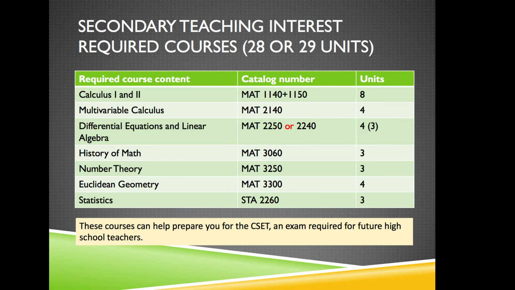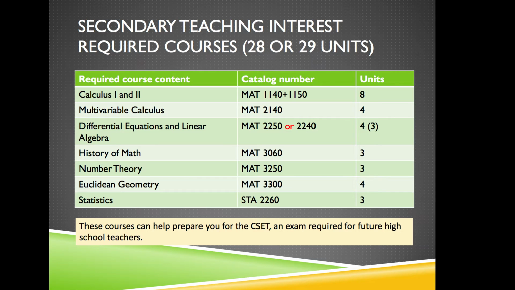The second minor is for the secondary teaching interest, which is if you were interested in teaching high school mathematics, then this would be a minor for you. And this minor, unlike the general one, which is very open-ended, has a very specific list of courses you should take. So it starts off the same as the general one with Calc 1 and 2, multivariable, and then either Math 2250 or 2240. But instead of letting you choose upper division courses to meet 12 or 13 units, it just gives you a list of 13 units worth of courses.